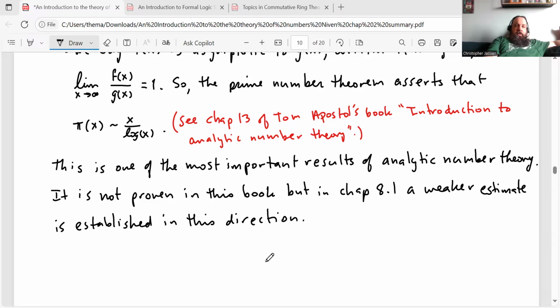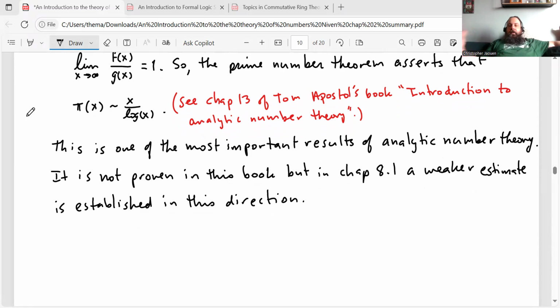Right. So let's just read the last thing here, and I'll end the video. So, like I said, the prime number theorem is one of the most important results of analytic number theory. And then I just said, see Apostol's book, Introduction to Analytic Number Theory, in chapter 13. And then the authors here say it's not proven in this book that we're going through right now, but in chapter 8.1, a weaker estimate is established that goes in the direction of the prime number theorem. So that's section 1.3.